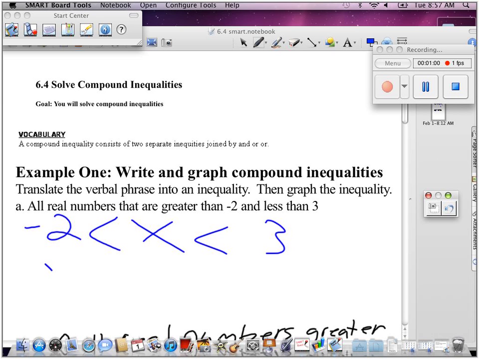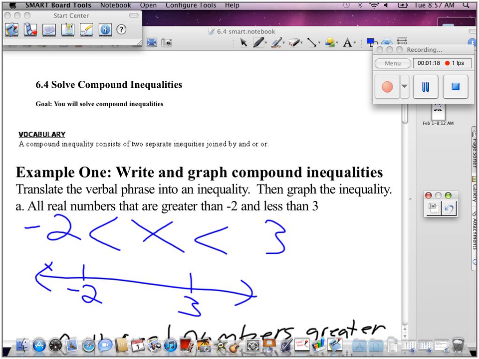So is the alligator eating the x? So I know it's bigger than -2. And I know it's eating the 3, so x has to be less than 3. So then when I make my graph, I've got -2 here and 3 here.